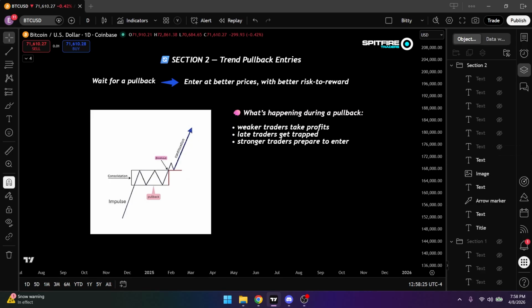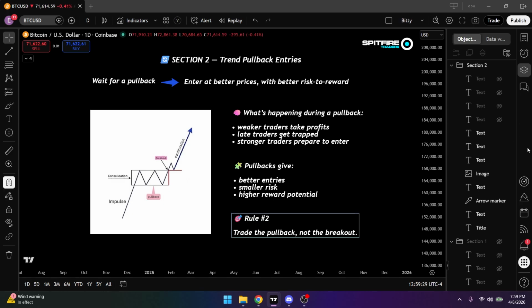But here's what's really happening during a pullback. Weaker traders take profits, late traders get trapped, and stronger traders prepare to enter. So instead of seeing pullbacks as weakness, you should see them as opportunities within the trend. Breakouts often happen after the move already started. Pullbacks give you better entries, smaller risk, and higher reward potential. So rule number 2 is trade the pullback, not the breakout.